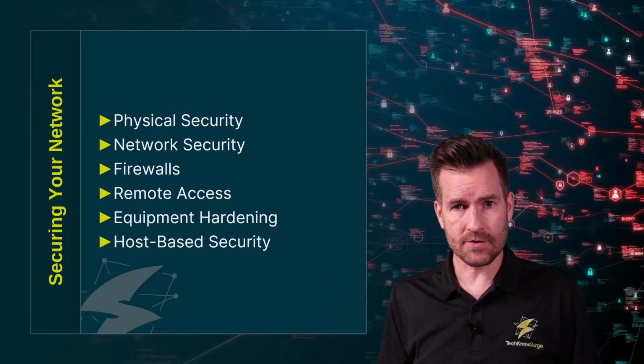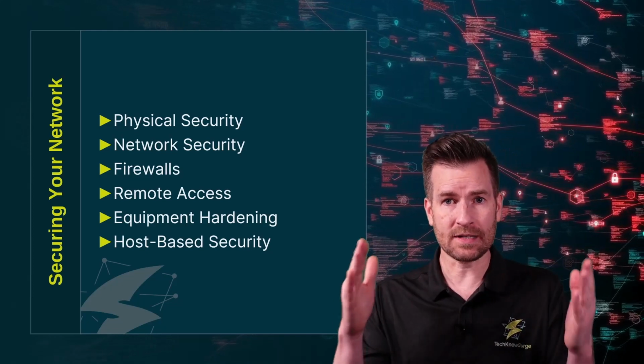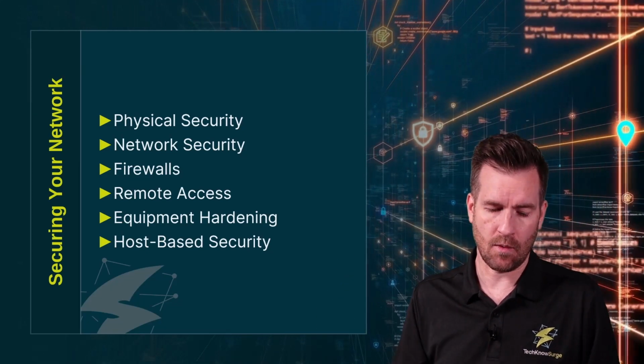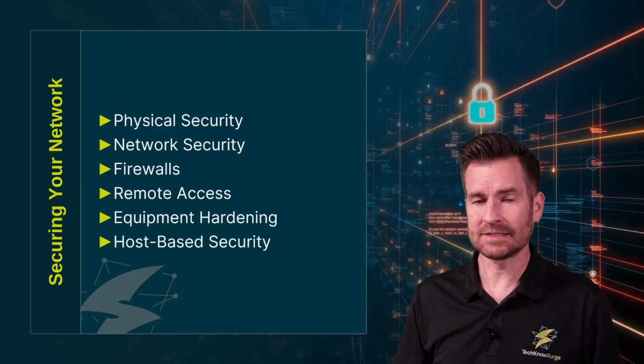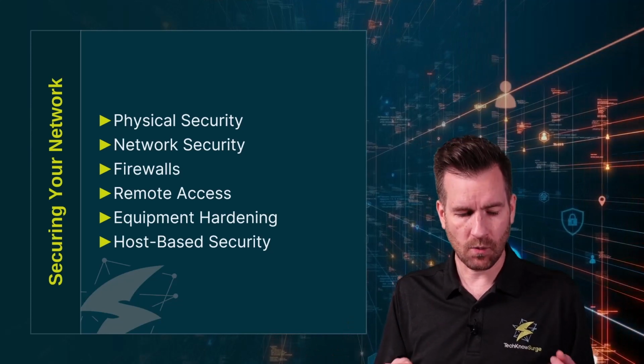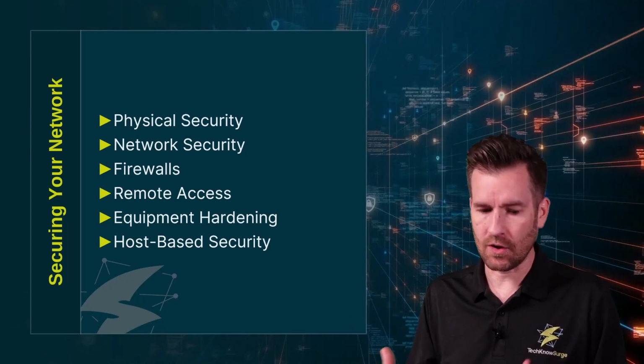Then we're going to get into network security. This is more from a logical perspective on how do we protect our network. We're going to get into how we protect the perimeter of our network and then different aspects within our network. Then we'll talk about firewalls, and that's a big key in protecting the perimeter of our network. And so we're going to get into firewalls and what those look like.